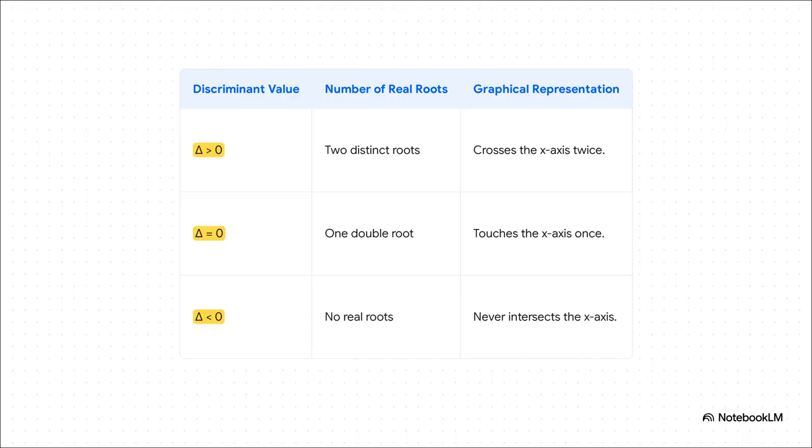If delta is positive, we get two different roots. The parabola slices right through the x-axis in two places. If delta is exactly 0, we just get one root. The parabola comes down and just kisses the axis at a single point. And if delta is negative, well, we get no real roots at all. The parabola completely misses the axis, just floating above or below it.